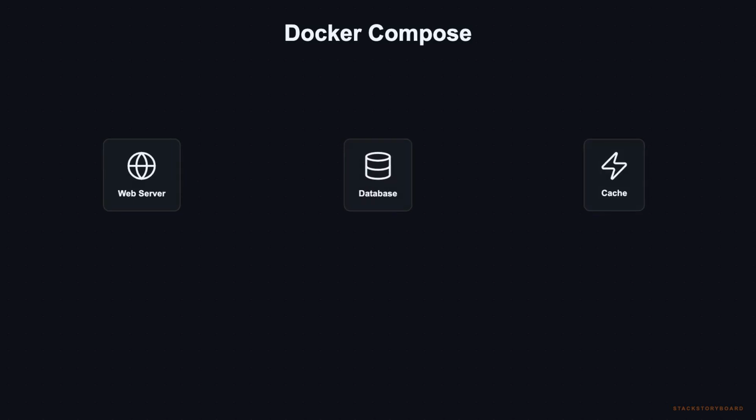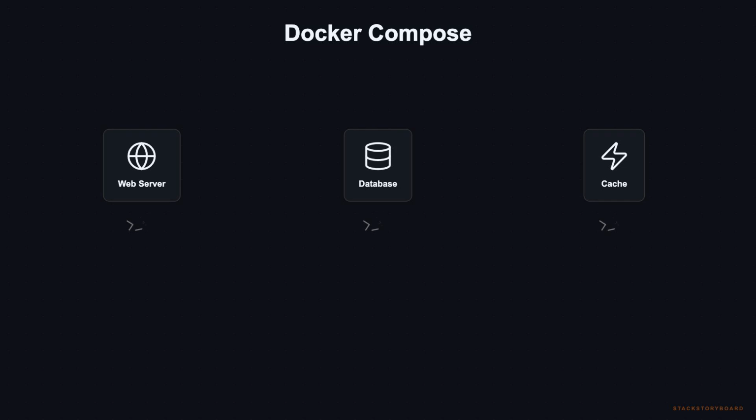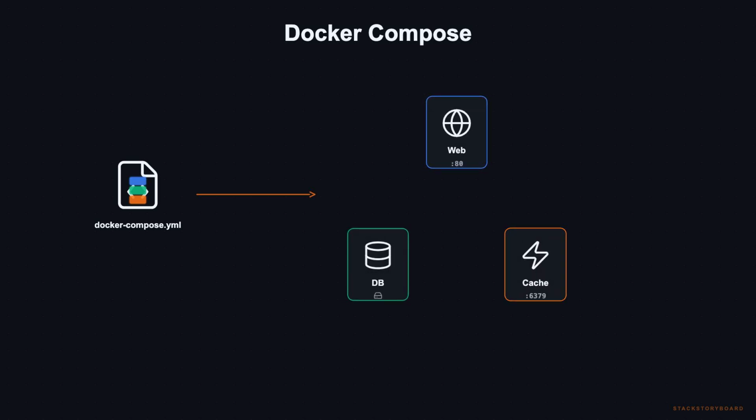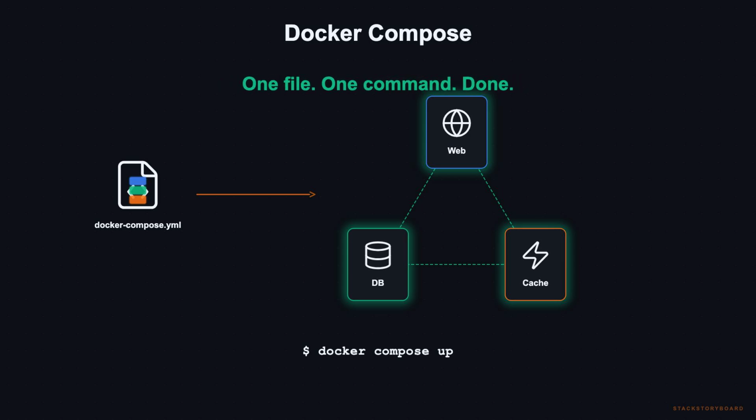Now, in the real world, your app probably doesn't run alone. You've got a web server, a database, maybe a cache layer like Redis. Running each one manually with Docker commands gets messy fast. That's where Docker Compose comes in. Docker Compose lets you define your entire multi-container setup in one YAML file. Your web app, your database, your cache, all described together with their ports, their volumes, their environment variables, and how they connect to each other. One command, docker compose up, and everything spins up together on an isolated network, talking to each other by name.